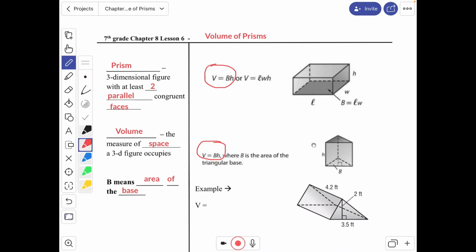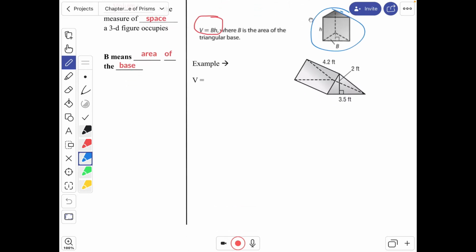For example, we might find the area of this and then multiply it times the height. And probably in middle school, you might have learned that formula, length times width times height. But that doesn't work for prisms like this. So let's try an example of finding the volume of a triangular prism.